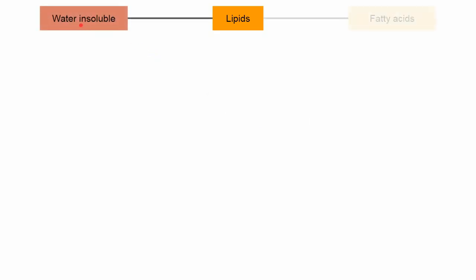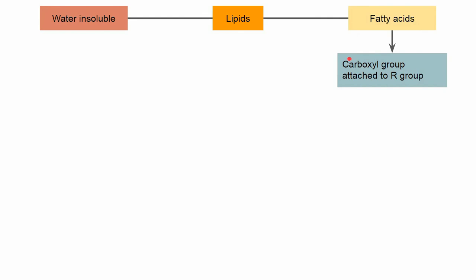So let us move on with the lipids. Lipids are water insoluble, as we all know, and one type of lipid that we can see over here is the fatty acids. Fatty acids are basically a carboxyl group that is attached to the R group.